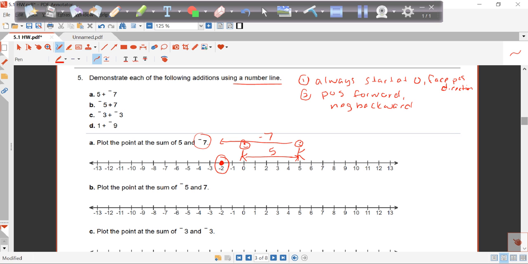Going to do the same thing here. My little hiker starts facing right. We're starting with negative 5, so I'm going to go backwards 5. We're adding, so he's still going to face right. And then he goes positive 7, so forward 7. Ends at positive 2.